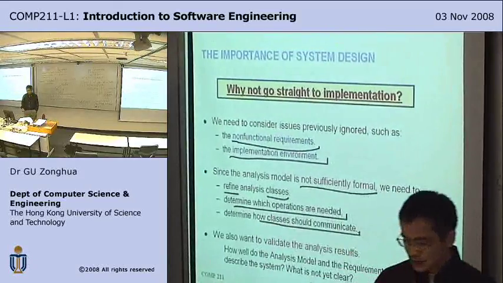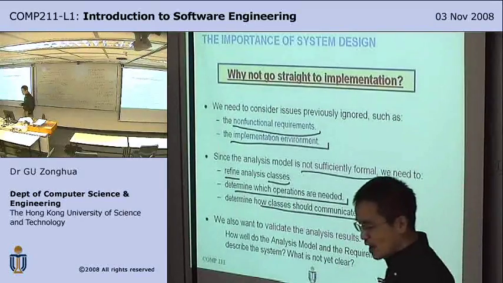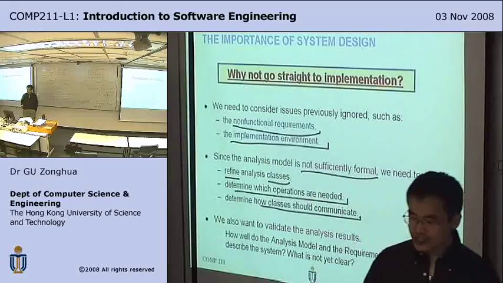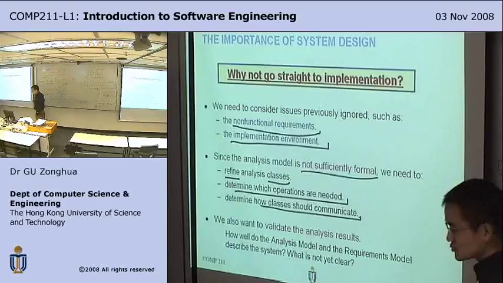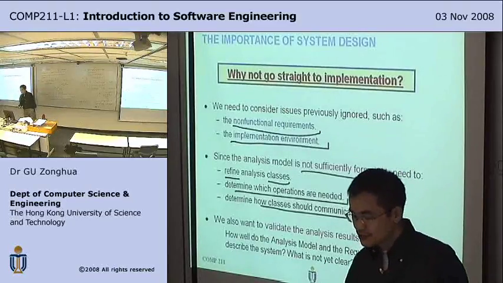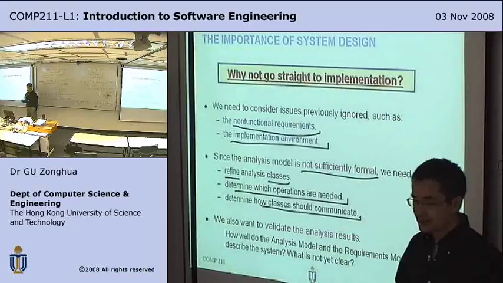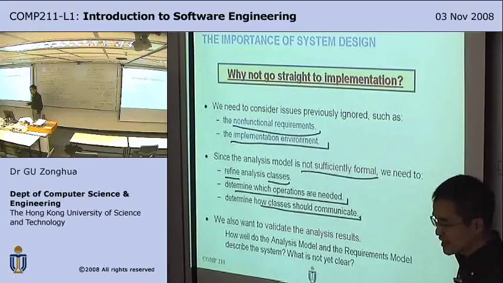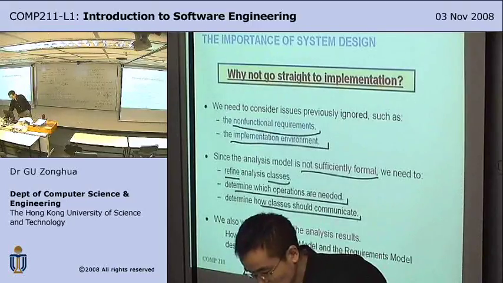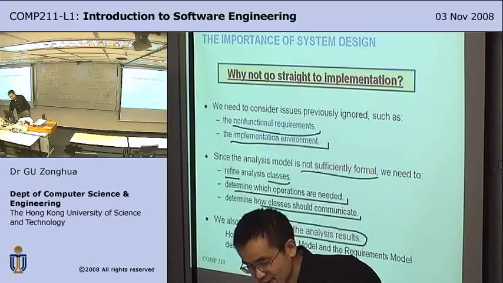So we also want to validate the analysis results. How well do the analysis model and requirements model describe the system? What is not yet clear? So, in the process of doing the design, you often run into ambiguity points. And this is because of the inherent informal nature of the analysis and requirements models. You need to formalize and make more precise parts of the system. So this really serves as a validation of the analysis model.